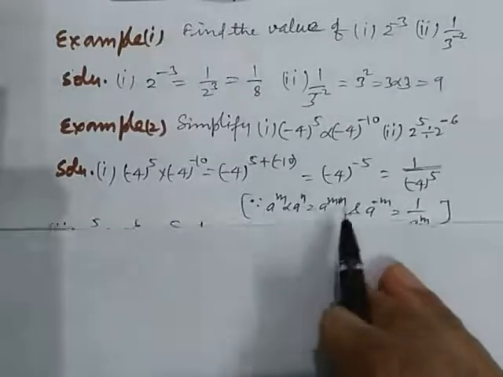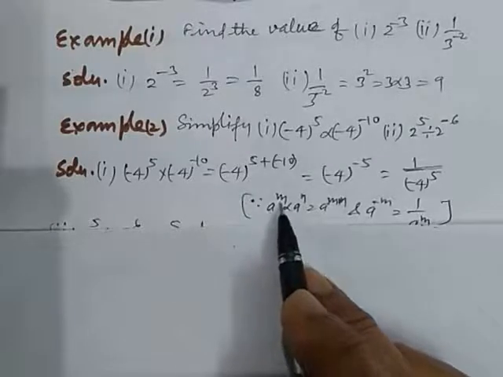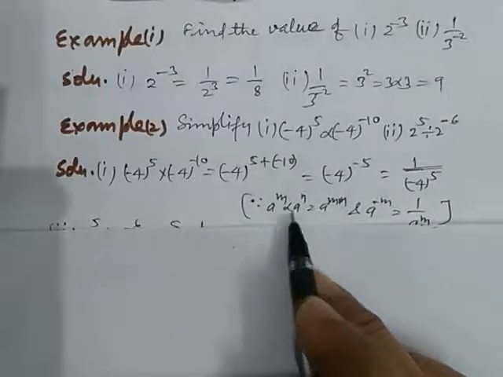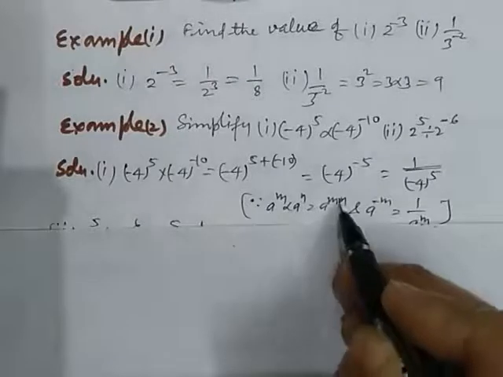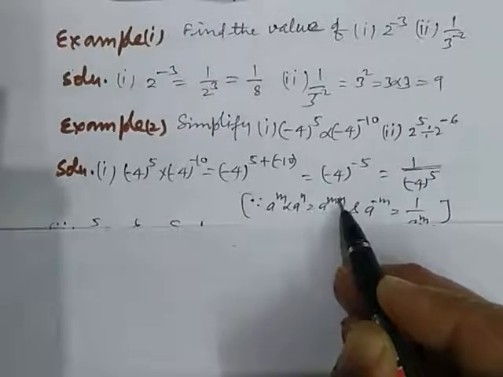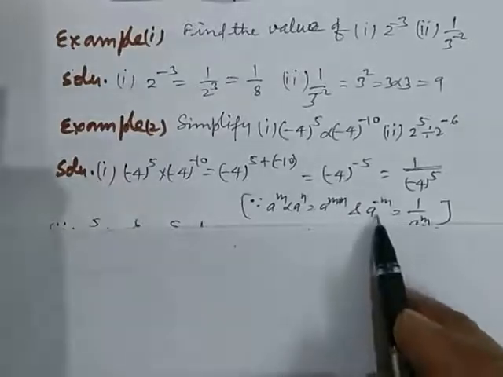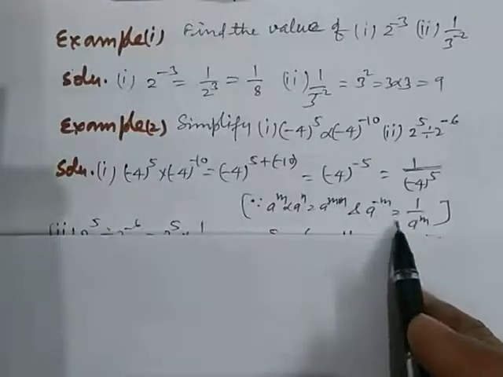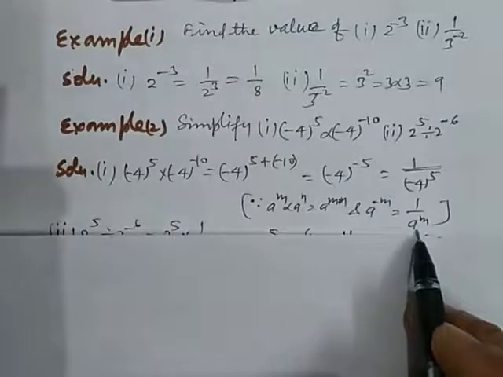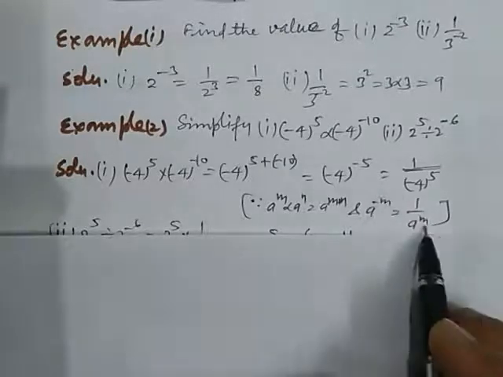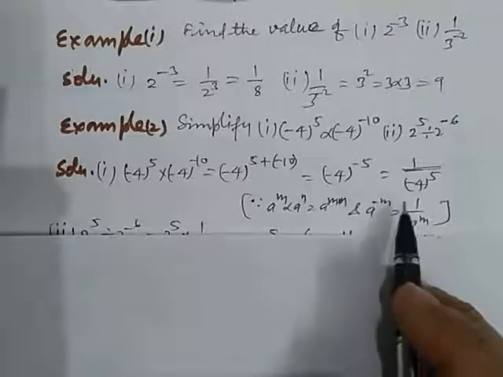Okay, because a raised to the power m into a raised to the power n means a raised to the power m plus n, the powers are adding, and a raised to the power minus m equals 1 upon a raised to the power m. By reciprocating, we convert this as positive.